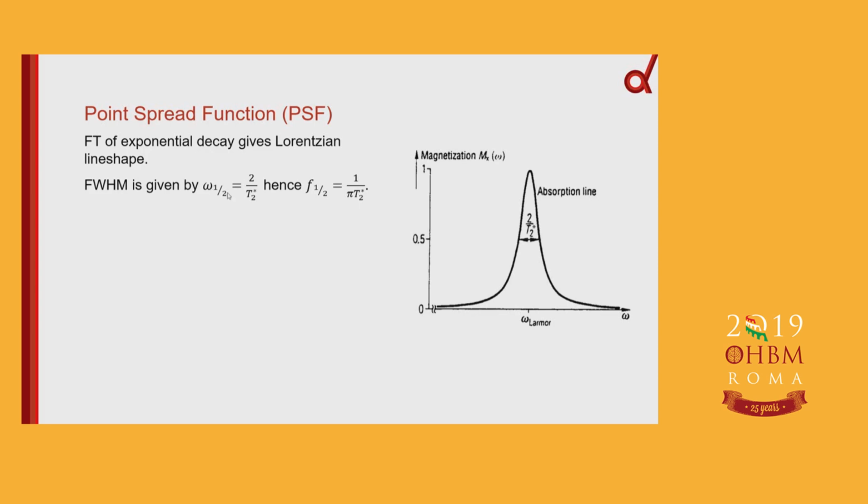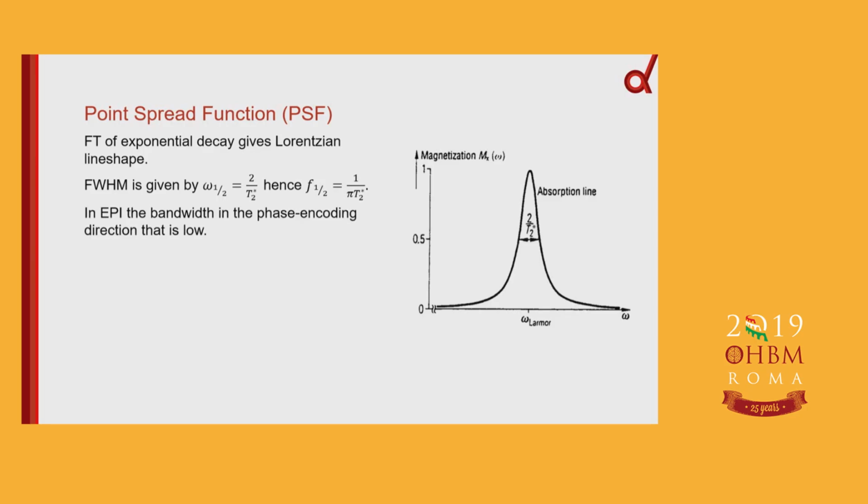You can see here that we've got a nice relationship. Telling us here omega half, and then f half is 1 over pi T2 star, right? So that's kind of nice that we get this extra pi factor here.